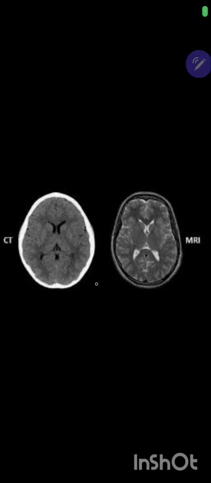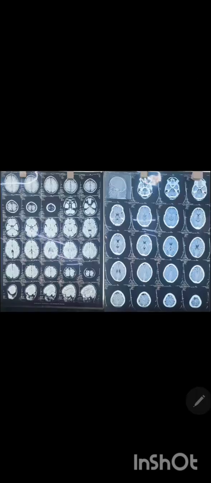So here we can visually differentiate between the CT and MRI: the thick whiter appearance on the periphery is the CT part, and the thin outer line with the inner soft tissues and cavities with fluid with white contrast are the MRI. So this is the visual difference of CT and MRI.